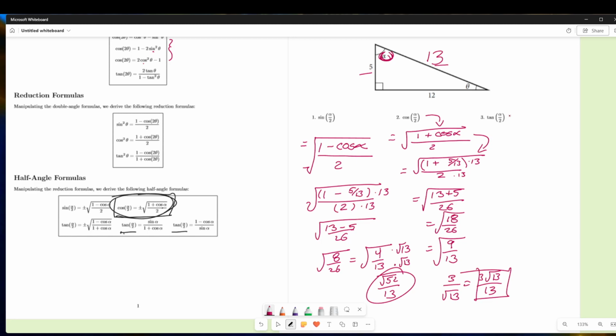Tangent, I'd probably tend to use this version of tangent just because, I don't know, for no reason. This one would be just as nice. This one's more annoying. But either one of those, I'm going to use this first one just because. So it's the sine of alpha over 1 plus the cosine of alpha. The sine of alpha would be opposite over hypotenuse, so 12/13 over 1 plus the 5/13.